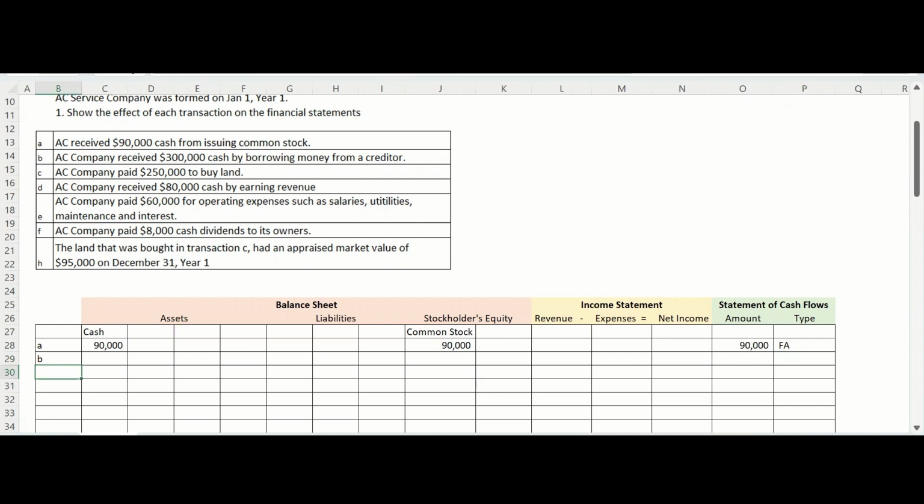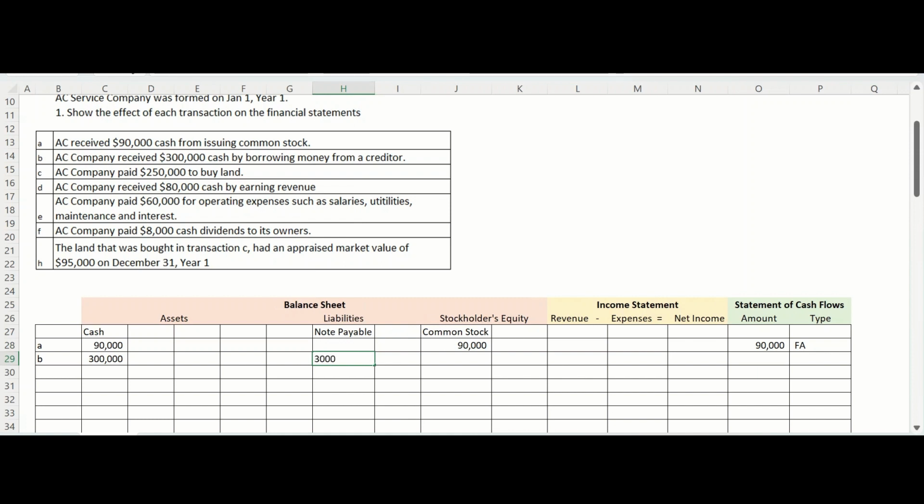Letter B. We have AC Company receiving $300,000 cash by borrowing money from a creditor. So the first thing is cash is increasing by $300,000. It's also positive. Next, the cash is increasing because AC borrowed money from a creditor. What type of event on the balance sheet is borrowing money from a creditor? It's going to be a liability. It's a note payable. AC is going to be expected to pay this back later. So note payable is also increasing by $300,000.